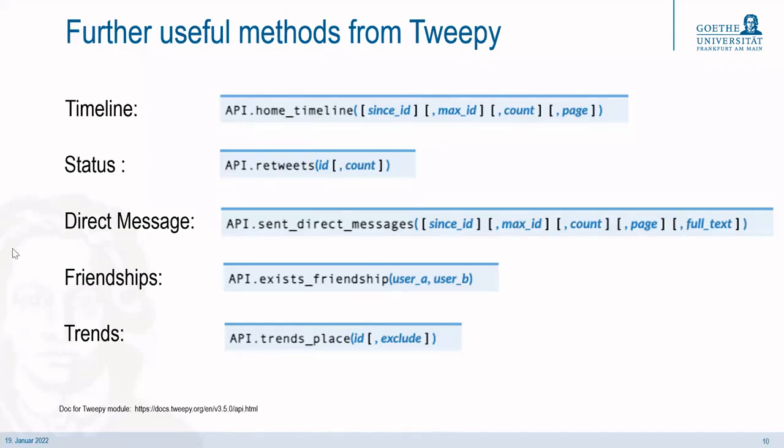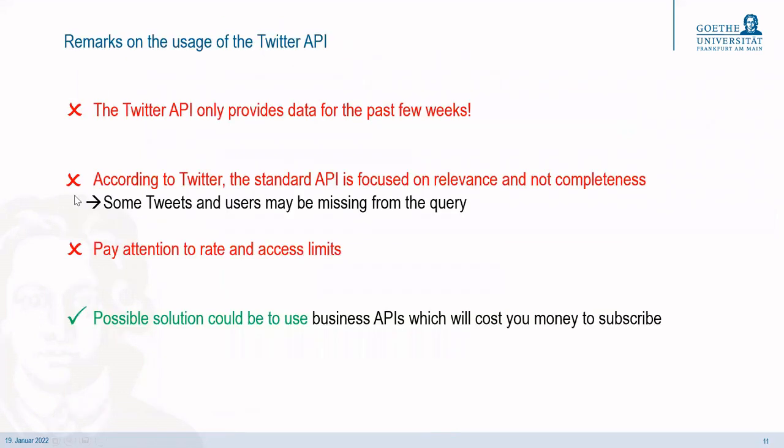So after Birte showed you how to get the Twitter API and how to initialize it in Tweepy, I'm going to show you some examples of how to use it in a financial context. Maybe you get some inspiration on how you can implement it in your next project. But first, let me show you the remarks you need to think about when you're working with the Twitter API.